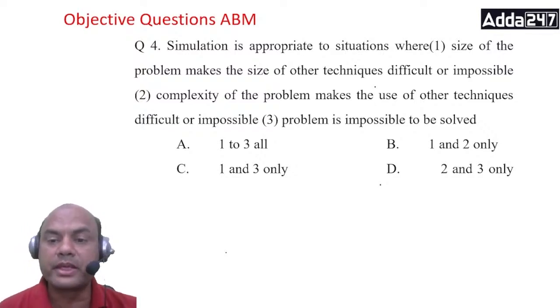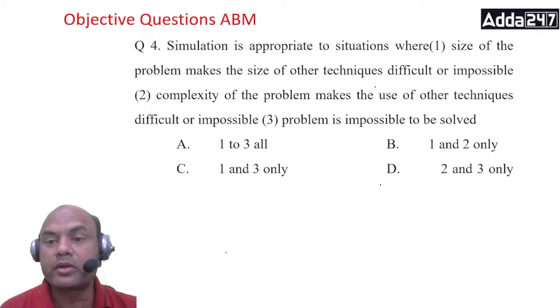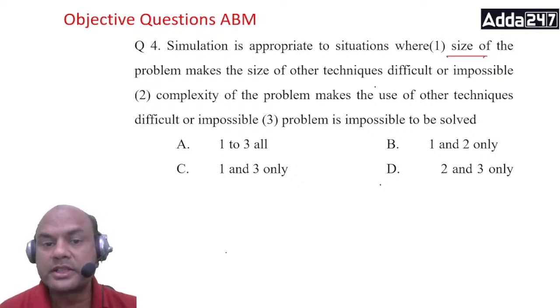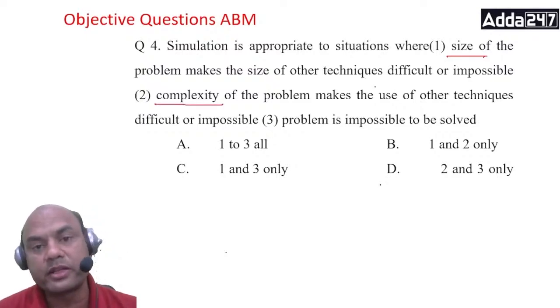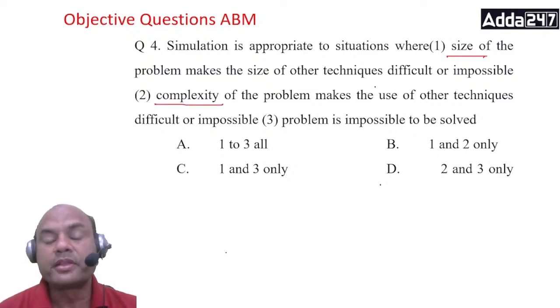Complexity of a problem makes the use of other techniques difficult or impossible. That is also a point. See here, the important part is size. Second is complexity also, because finance is the most complex field in this world, right? Suppose we come back to the same example. If you go for changing the software, that is so complex.